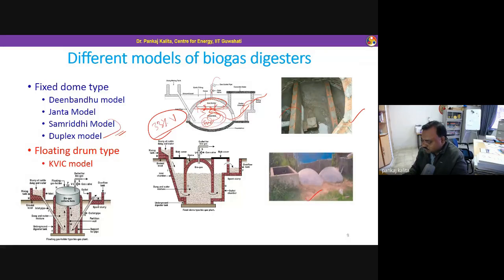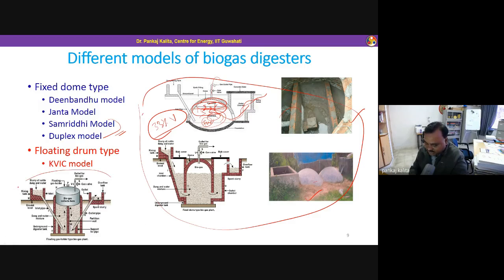Okay. So to avoid this problem, what we did, we have two different domes, and then we have provided some kind of recirculation so that it breaks the scum itself and we can get continuous generation of biogas. Okay. So these are fixed dome type biogas plants, and this is a floating drum type biogas plant. Okay. So in case of floating drums, this object will float.